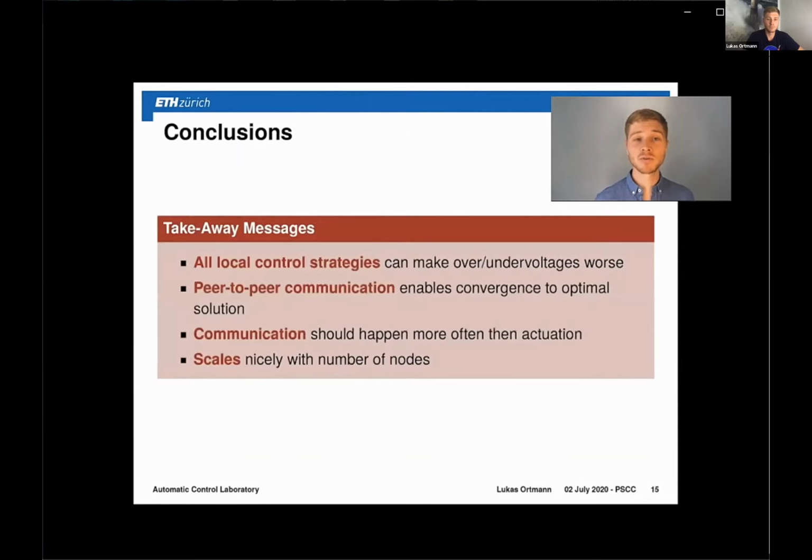And this brings us to our conclusion. First, all local control strategies can make over and under voltages worse, as we saw. Peer-to-peer communication enables convergence to the optimal solution though, and this communication should happen more often than the actuation, and the whole approach scales nicely with the number of nodes.